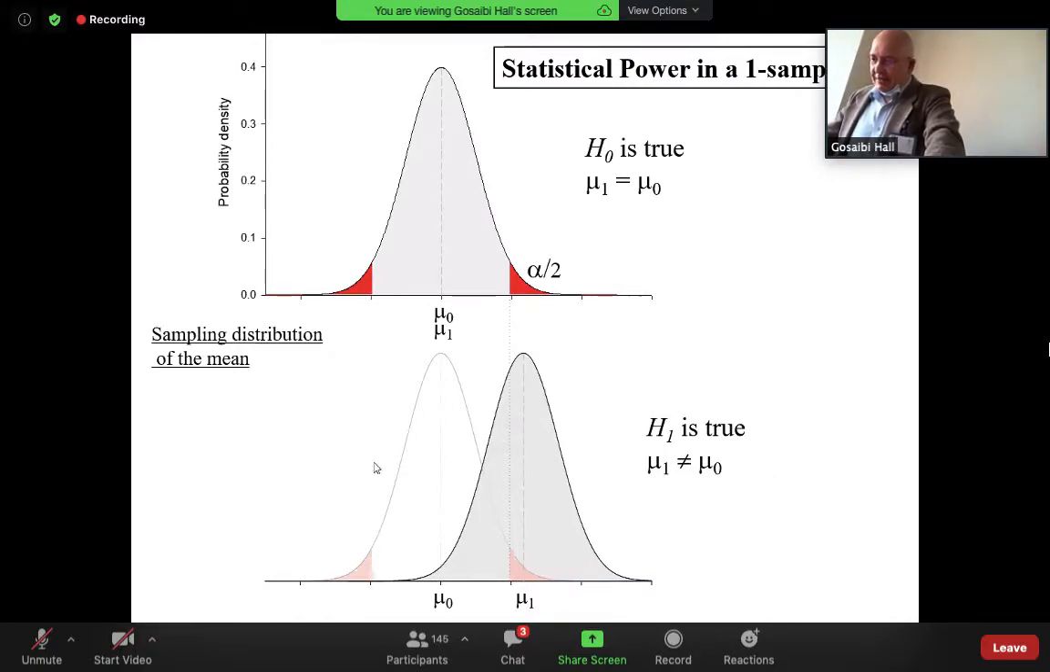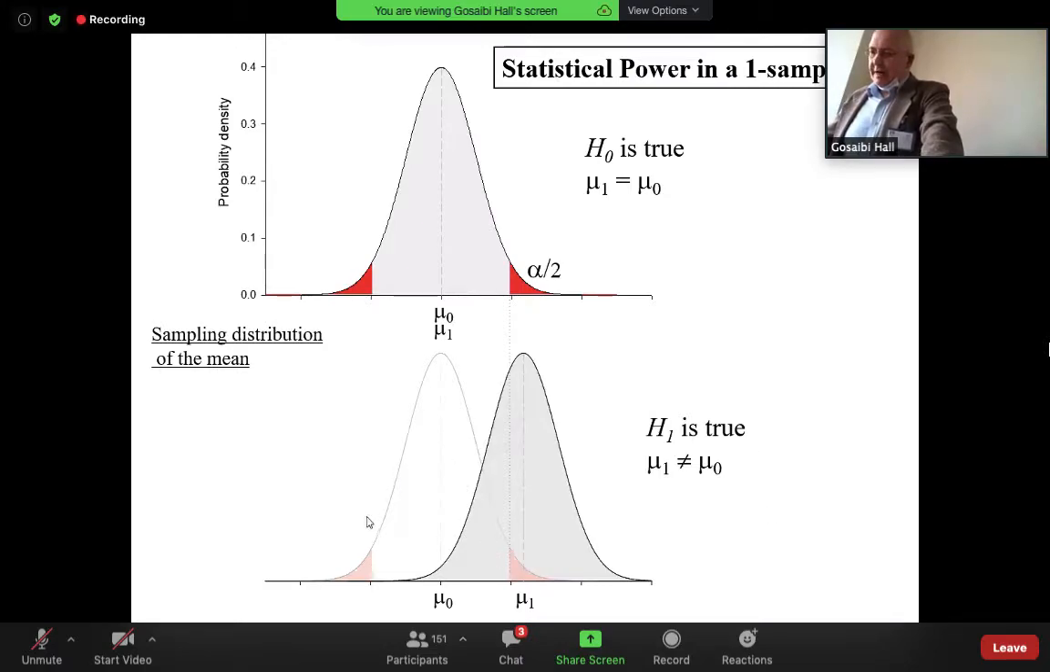So you can see the ghost here of the null hypothesis. And you've got to remember that we always do our test assuming that the null hypothesis is true. Of course, the null hypothesis may not be true. In fact, usually it's wrong. It depends how you define your null hypothesis.